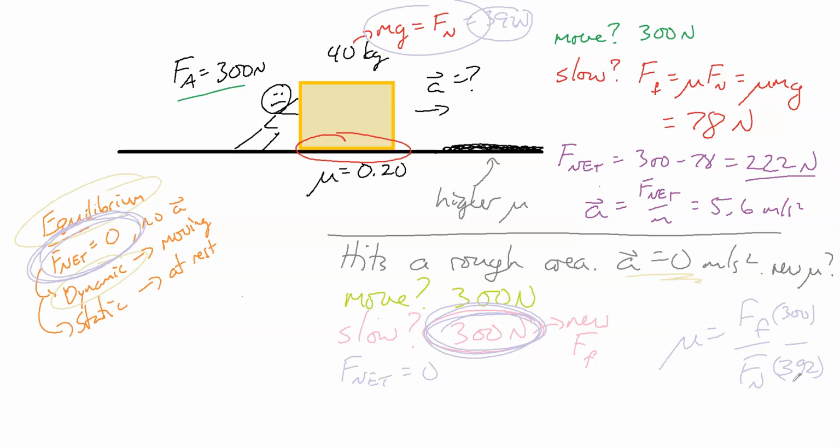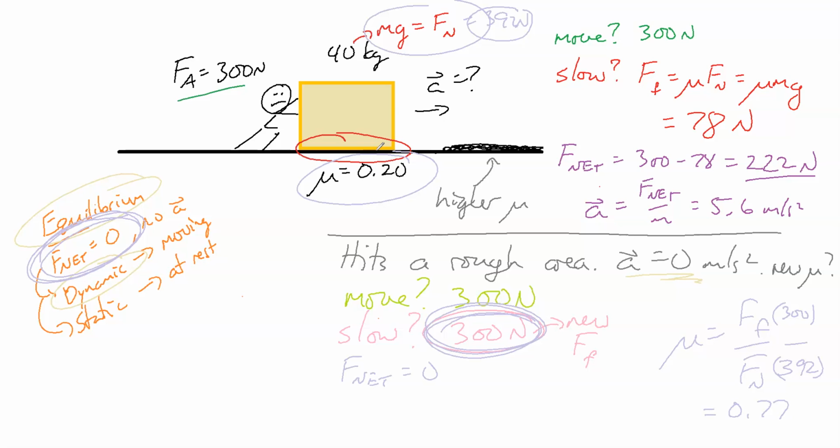So I'll just take the 300 and divide it by the 392, and I will have my new coefficient of friction. So it's just 300 divided by 392, and we're looking around 0.77. Now there's no units because it's a force divided by force, so the units actually cancel out. It's just a ratio of the two forces. Our initial coefficient was 0.2. That's what we had at the beginning of the question.